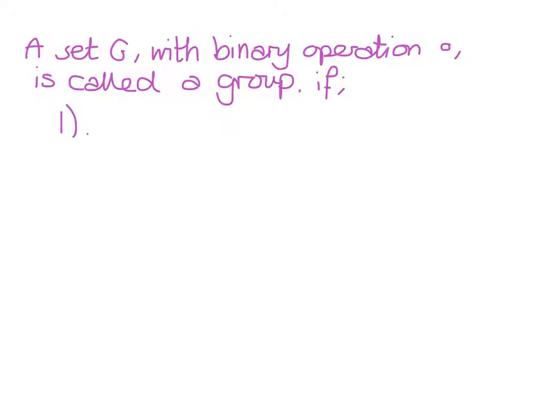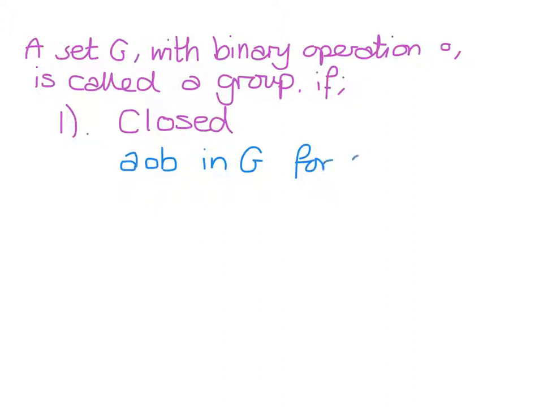1. It is closed. This means that if you apply the binary operation to any elements in the set G, then the result will also be in G. So A with the binary operation applied to B is in G for all A and B in G. 2. Associativity.